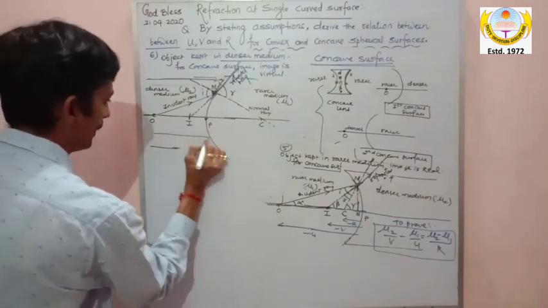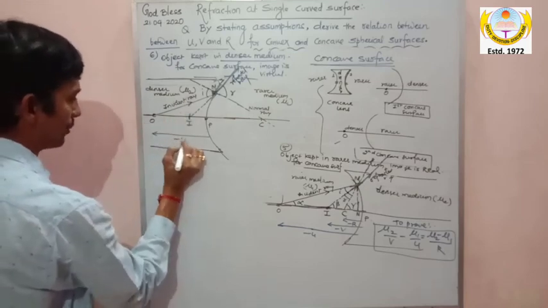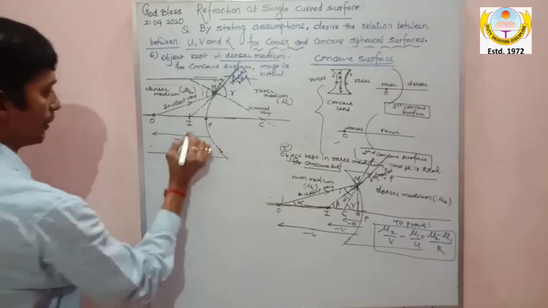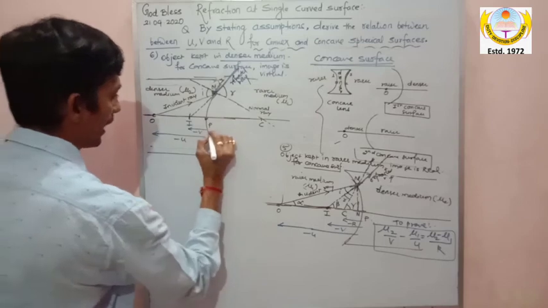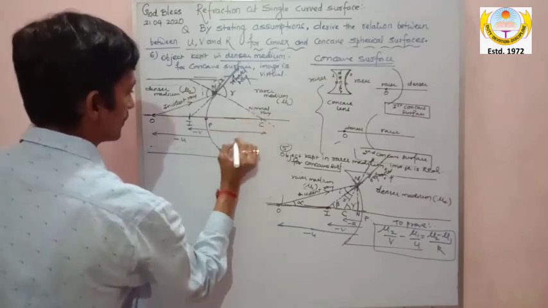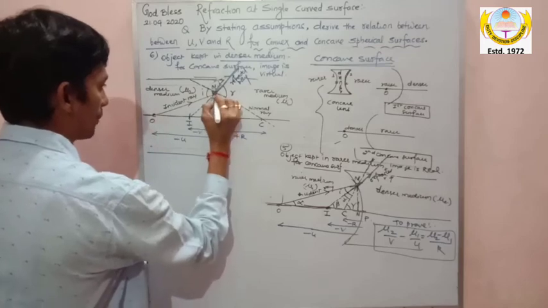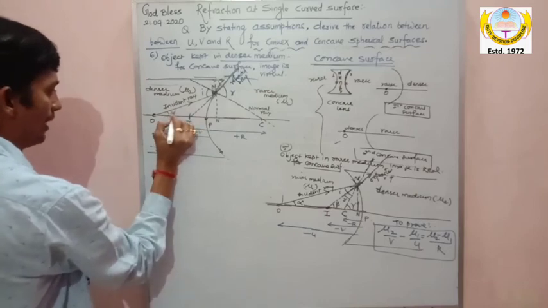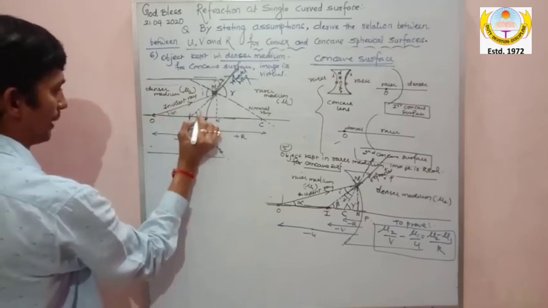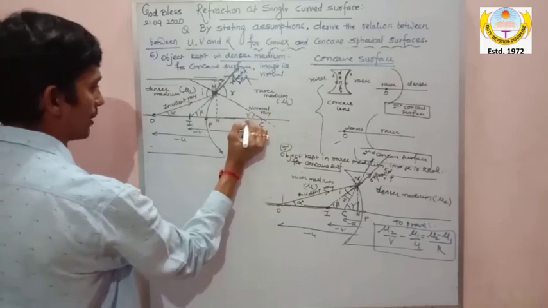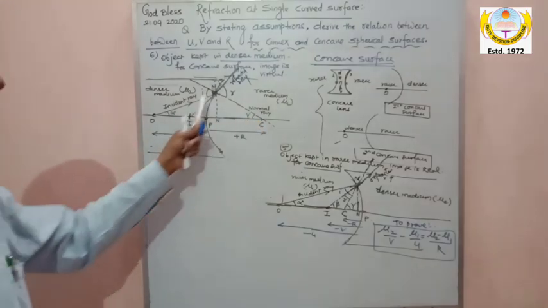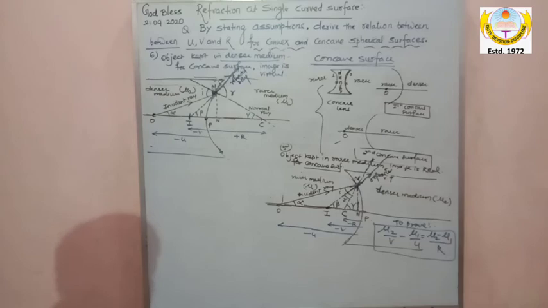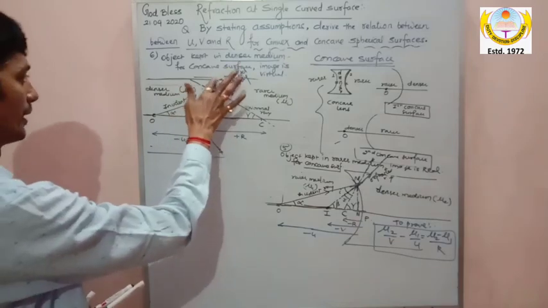Now distance P2O against the incident ray is minus u. So this is minus u, P2I is minus v and P2C is plus R. Here I will draw the perpendicular. This is MN. Object will make alpha with principal axis, image will make beta with principal axis and normal ray will make gamma with the principal axis. This is the diagram for this question, my dear. Object kept in denser medium for concave surface and image is virtual. I hope you are clear with the diagram.